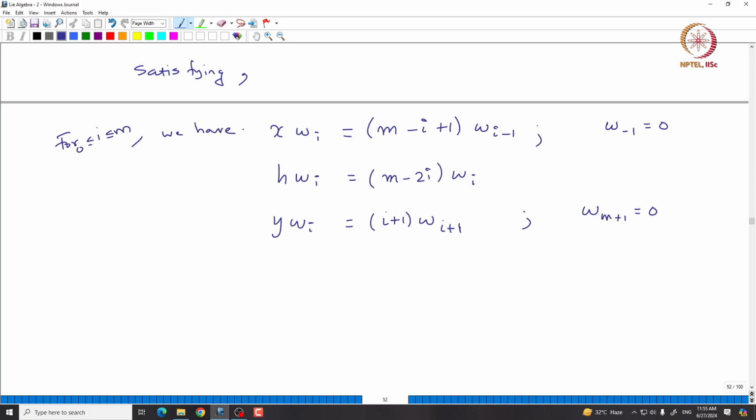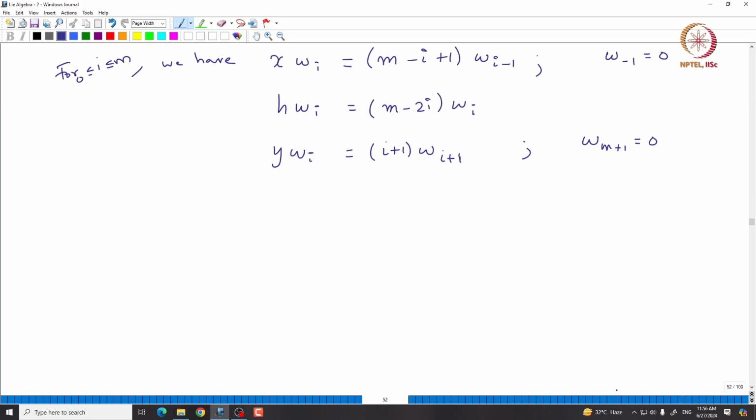We have already seen these formulas when we calculated things for S^m. A similar calculation, for a finite dimensional irreducible representation V, corresponds to the highest weight vector m. So, a very similar calculation actually tells you that these formulas are true, and on top of it one can prove that the submodule generated by this W naught is going to be irreducible.